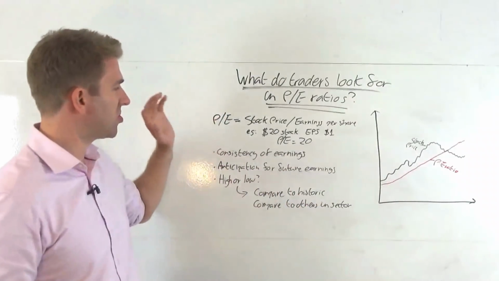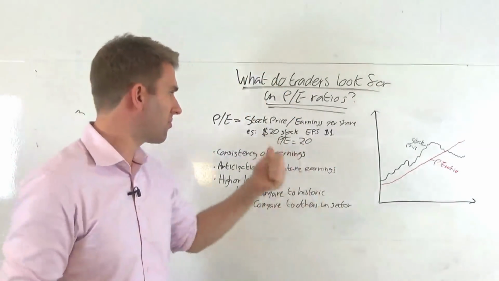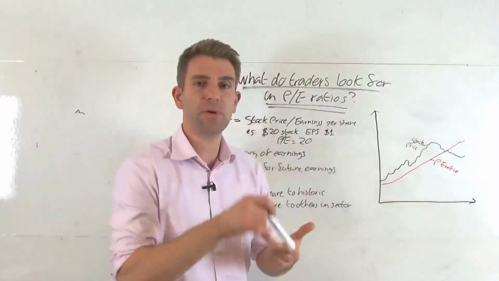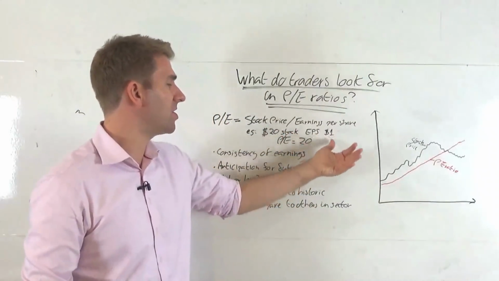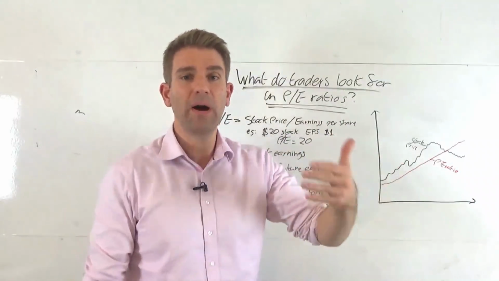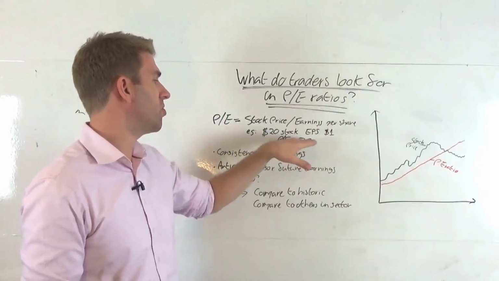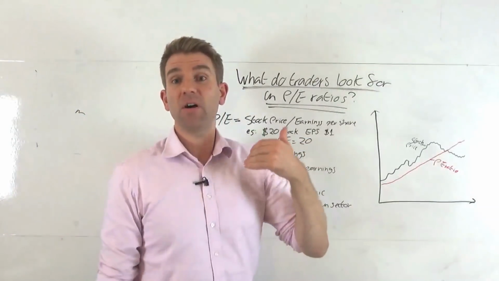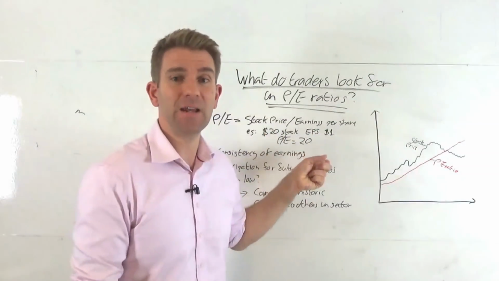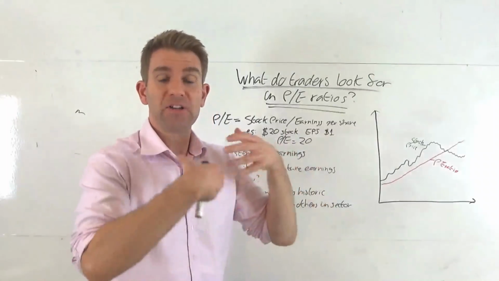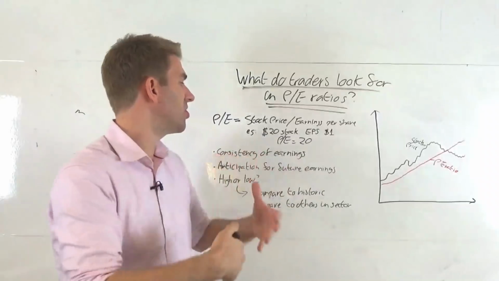PE ratio is the price to earnings ratio. You're basically taking the stock price and dividing it by the earnings per share and getting a number. For example, if you have a $20 stock and the earnings per share is $1, and this is reported by the company on a regular basis, normally quarterly, your PE ratio will be 20. If they start earning $2 per share, all of a sudden your PE ratio is 10. So if the earning power has increased and they become more profitable, but the stock price hasn't gone up, then the PE ratio is lower.